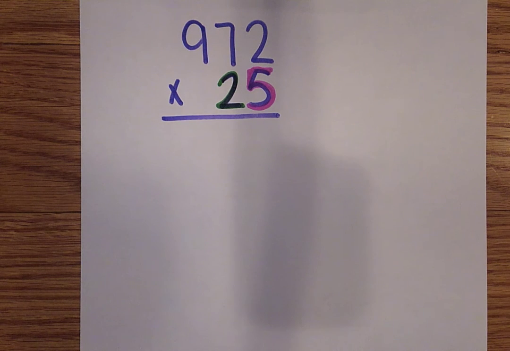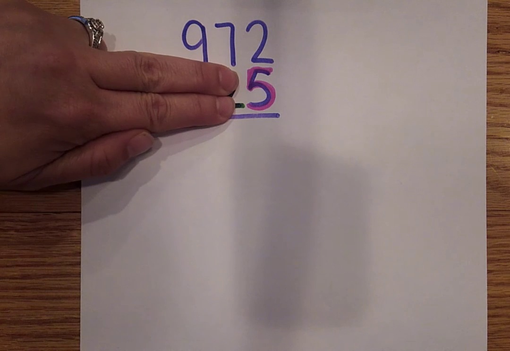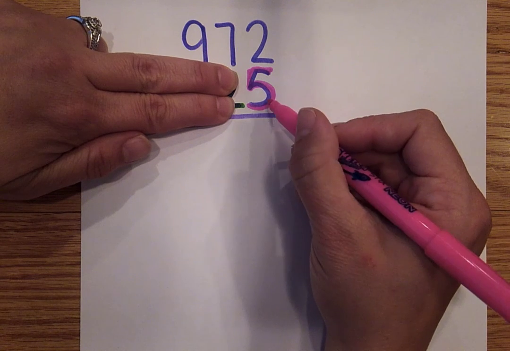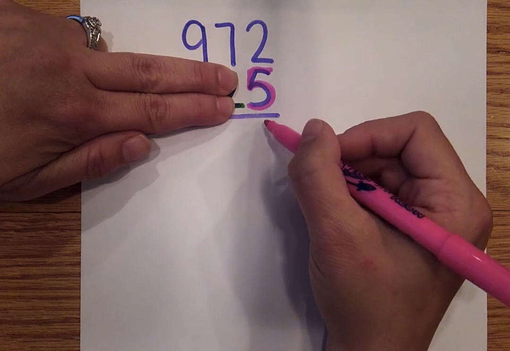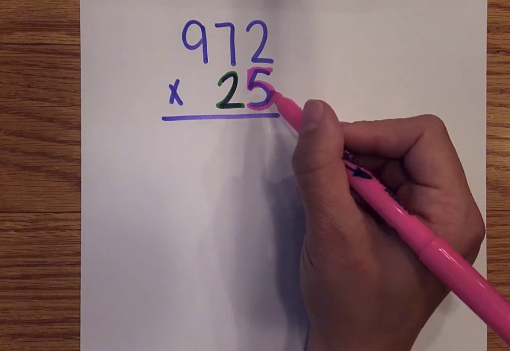So the first thing I'm going to do is multiply this 972 by just the 5. So I'm going to ignore the 2 completely, pretend like it's not even there. The 5 is in the ones place, so the product of the multiplication by 5 is going to start in the ones place, just below the 5. And I'm going to do that in a color that matches the 5.